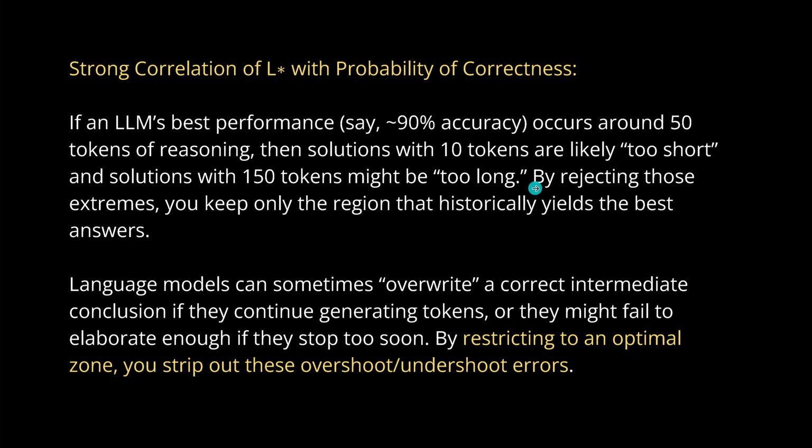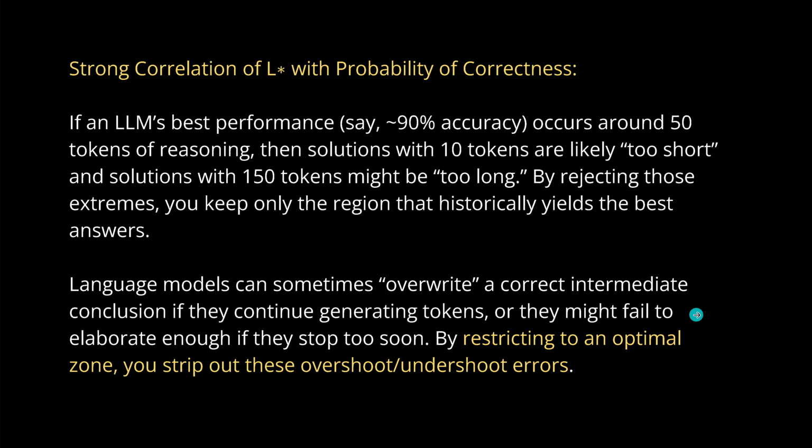So we filter: if we know for our model where L star, the perfect length of the reasoning tokens, is, we can filter only those solutions that are generated during the test time. Language models sometimes override a correct intermediate conclusion if they continue to generate reasoning tokens. This is what we know. Or they might fail to elaborate enough if they stop too soon. Absolutely. Underthinking, overthinking.